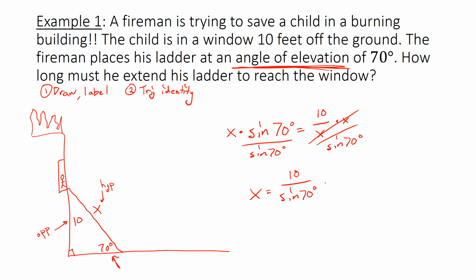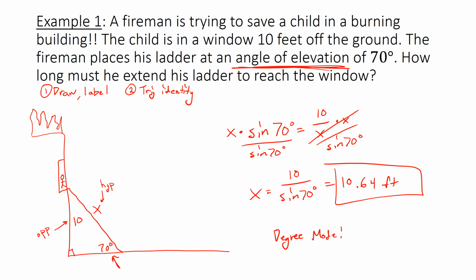So all I need to do is stick this into my calculator, make sure that you are in degree mode, and if you don't know how to get degree mode, maybe ask a friend. I'm not going to show you in this video. All I need to do is go 10 divided by sine of 70, and I get 10.64, and we'll just cut it off there. We'll round to the nearest tenth. This would be in terms of feet. So my ladder apparently is 10.64 feet.